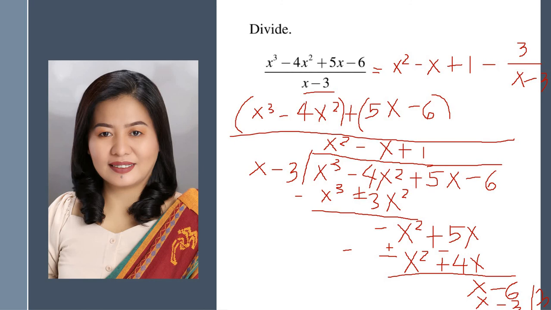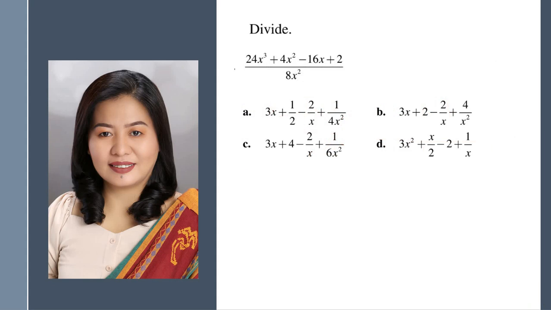Okay, so we move to our next number. This time it has choices, so it's easier to do. We will be doing elimination. 24 divided by 8 is 3. All have a 3, but x cubed divided by x squared is x, so our letter D is eliminated.